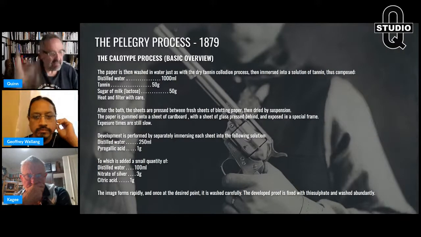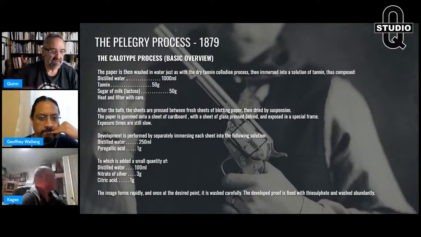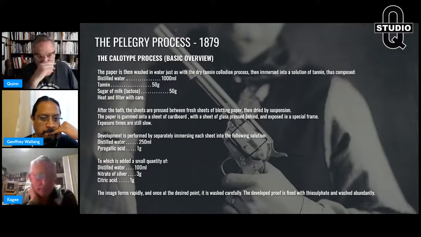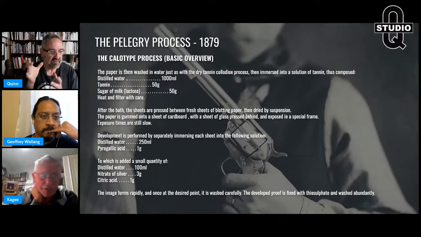So you go through that process, and you put a tannin layer on it, basically kind of like a binder. After the bath, the sheets are pressed between fresh sheets of blotting paper, then dried by suspension. So you get the bulk of it off, hang them up. The paper is gummed onto a sheet of cardboard with a sheet of glass pressed behind and exposed in a special frame. Exposure times are still slow. And then development, all right? And here's the thing. If you're going to try the calotype process, it's really important that you have two pieces of clear glass, whatever format you're working with, that you can lay the sensitized paper between, put the glass on, and put it in your plate holder.